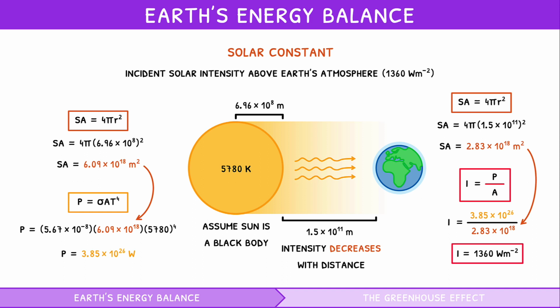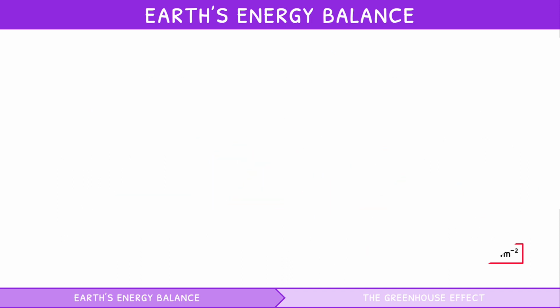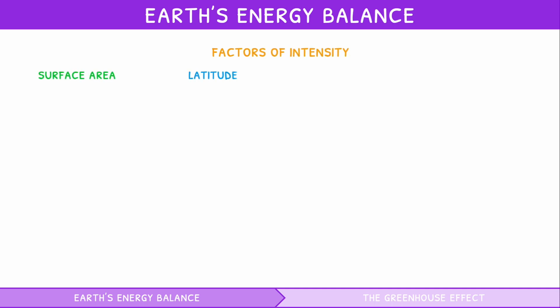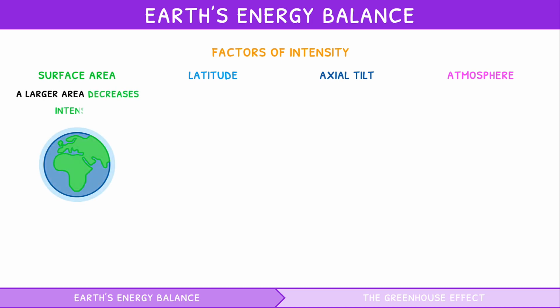Note that this value is above Earth's atmosphere, as much of this intensity does not reach the surface due to four main factors: Earth's surface area, latitude, axial tilt, and atmospheric conditions. Let's cover each one. Earth's surface area causes solar light to spread over a larger area, decreasing its intensity.